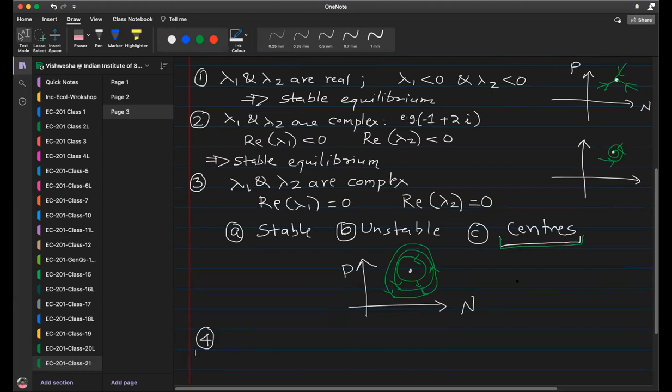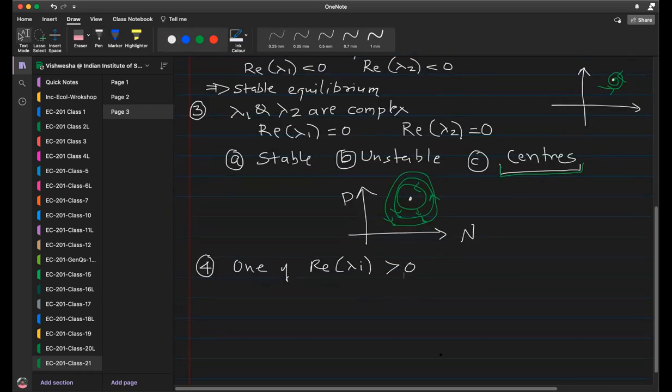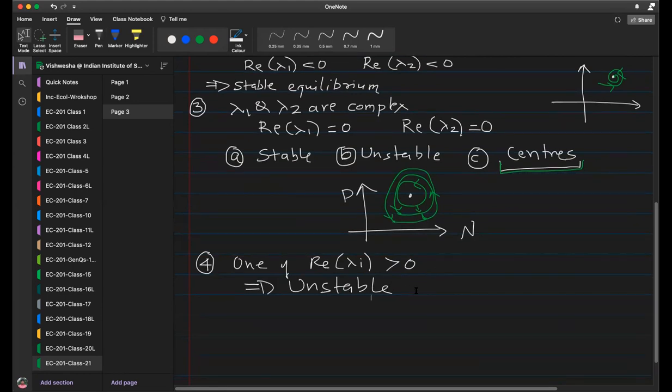Now there are more possible scenarios. What happens if the real values of lambda 1 and lambda 2 are positive? It doesn't have to be both. Even if one of the real values of lambda i is greater than 0, this would basically mean that the equilibrium is unstable. Now there are many possibilities. That means you can't say much more about this equilibrium anymore. It might go to some other equilibrium which is stable if you push away from this equilibrium.